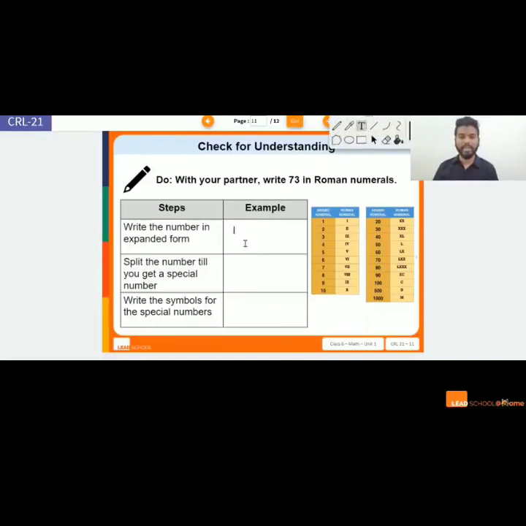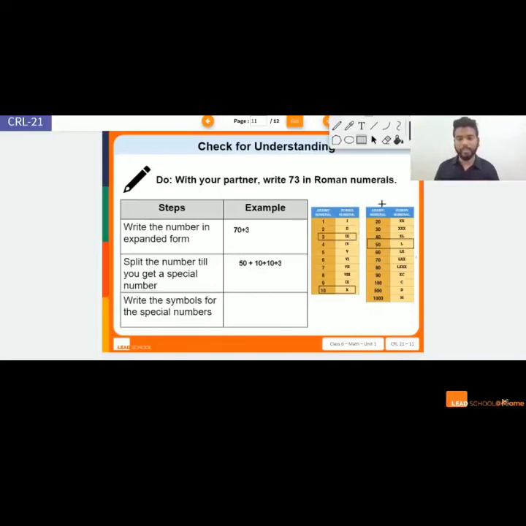If I had to write 73 in expanded form, I would write it as 70 plus 3. If I had to split the number to get my special numbers, that would be 50 plus 10 plus 10 plus 3. So I can see my 50 here, I can see my 10 here. I'll just quickly highlight it for you. I can see my 50, I can see my 10, and I can see my 3.